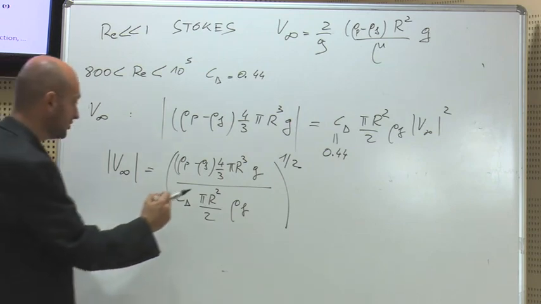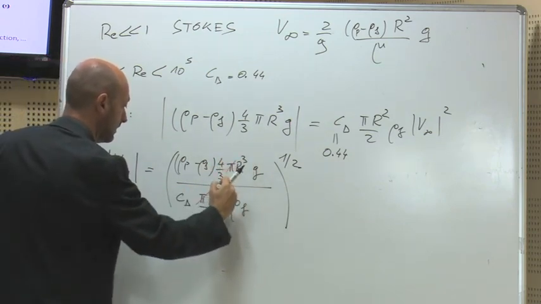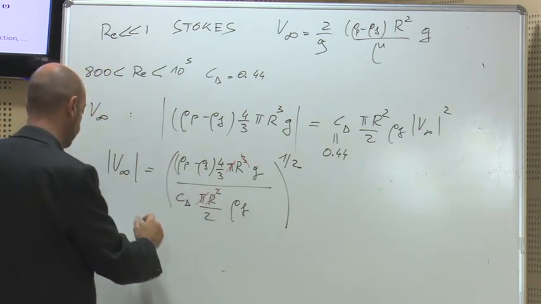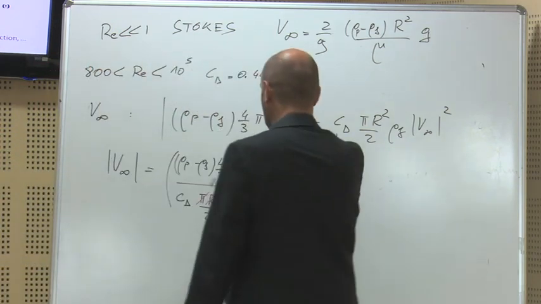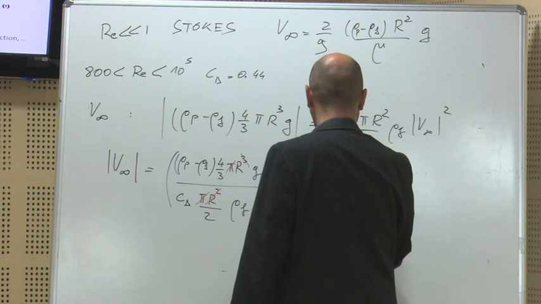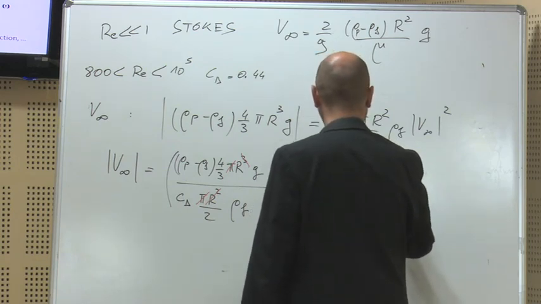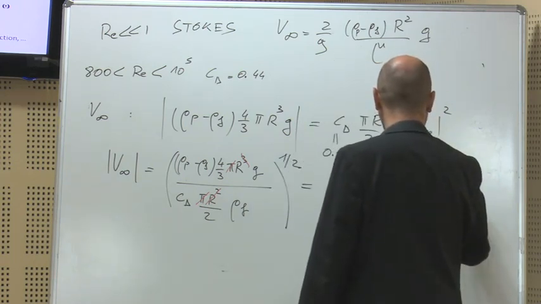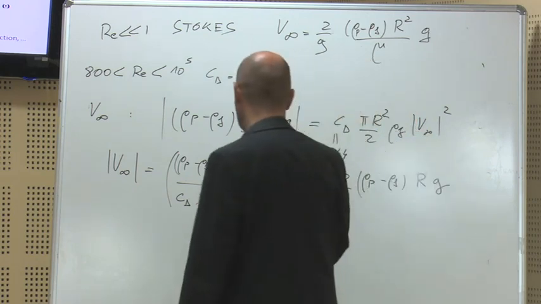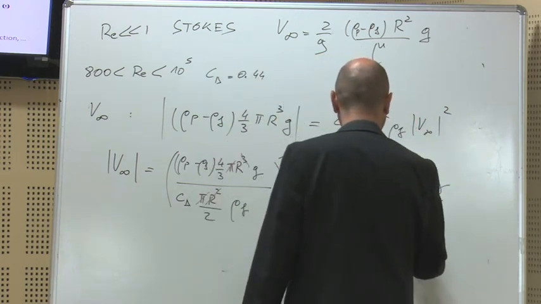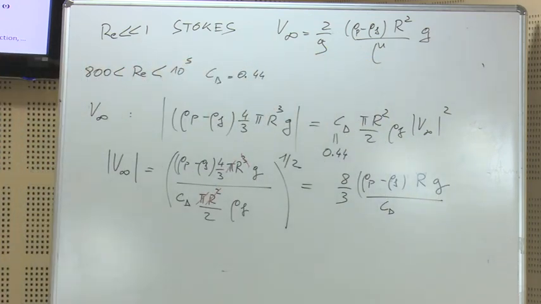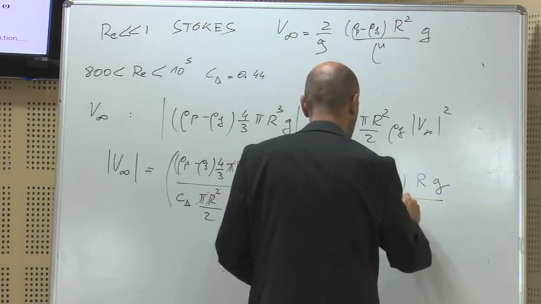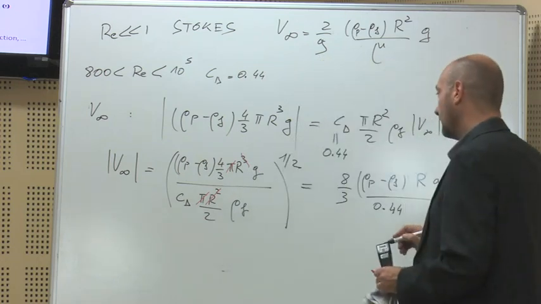So I can do some simplification. Pi R square, and I can have 2, so that would be 8 thirds, rho P minus rho F, R G, over CD, and CD is a constant, so I can write its value, 0.44, and rho F.